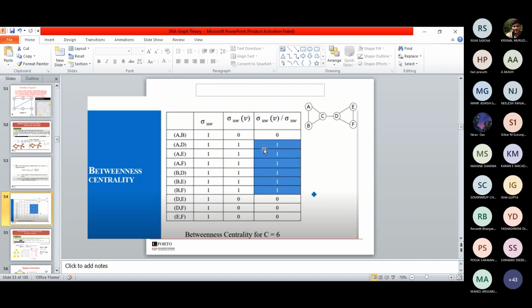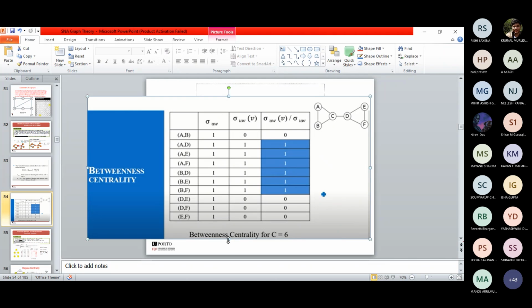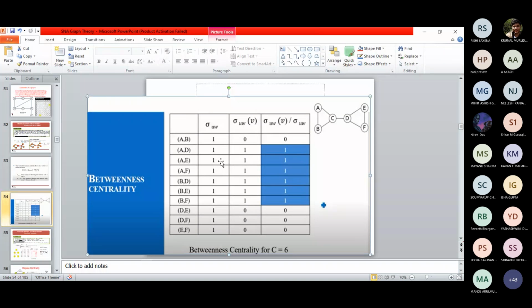Okay, so which is going to be acting as a bridge? That is our idea behind this betweenness centrality. Okay, you see this example, we will wind up with this. Okay, you consider C. C is going to be the vertex for which I'm going to find out the betweenness centrality.